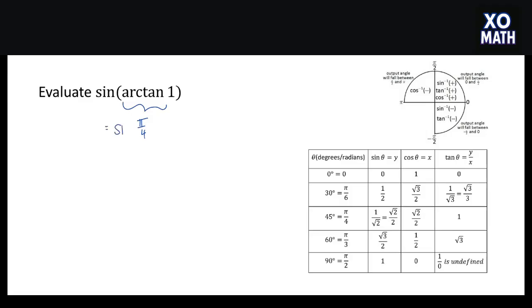And now we're left to evaluate sine of that angle, sine of pi over 4. So sine of pi over 4 is radical 2 over 2.